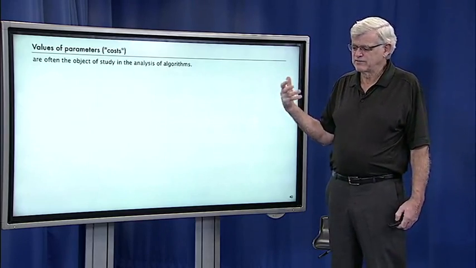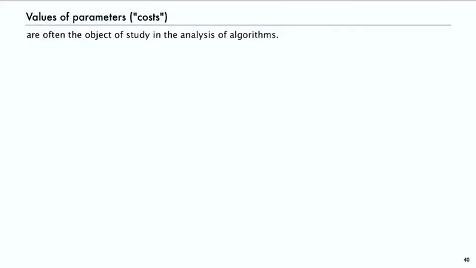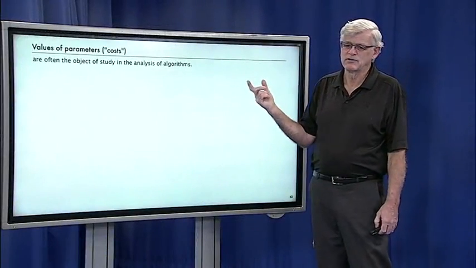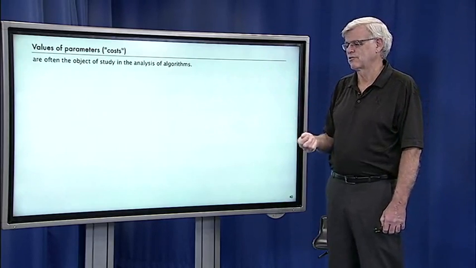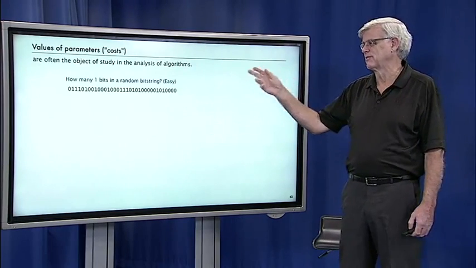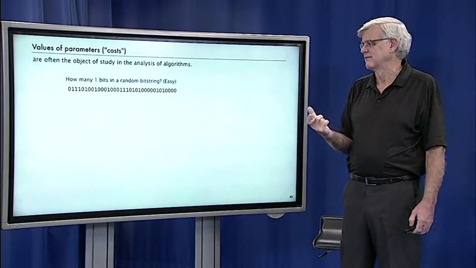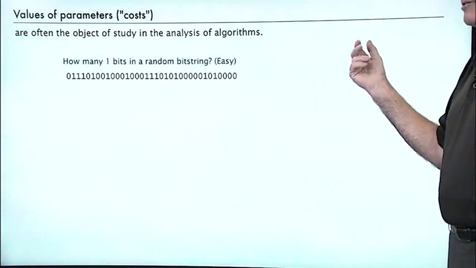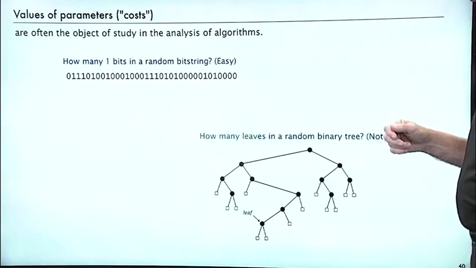Now, that's important, but there's another idea that is related to this that I want to introduce, and that's all about cost. A lot of times it's not just about the size, it's about some other property of the structure. And so we'll do two examples. One's a very easy example. How many 1-bits are there in a random bit string? Well, everybody knows it should be about half, but still that'll be a warm-up. We'll get the right answer for that.